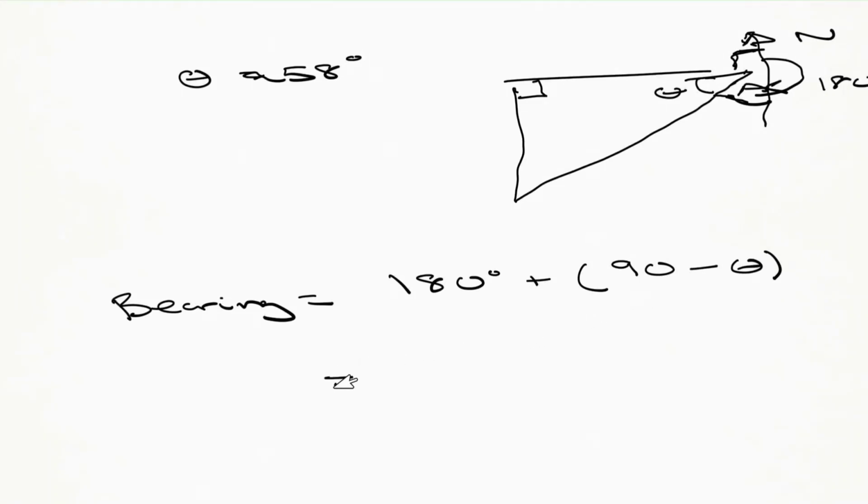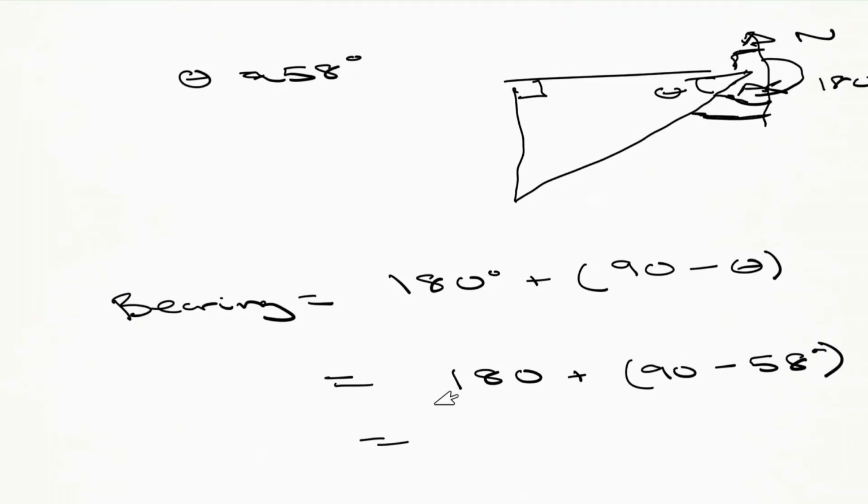So that is basically 180 plus 90 minus 58, because that gives us that section there, and then we're just adding that to 180. So our bearing in total comes to roughly 211 degrees. So that's a real life worked example of how you would apply the concept of true bearing using trigonometry.